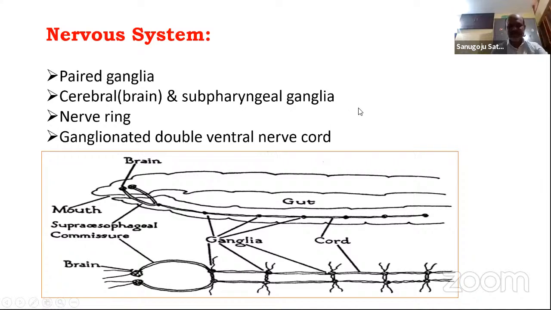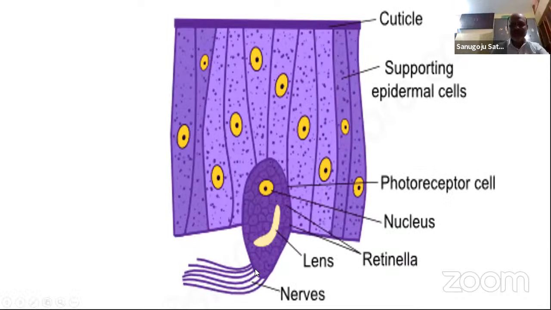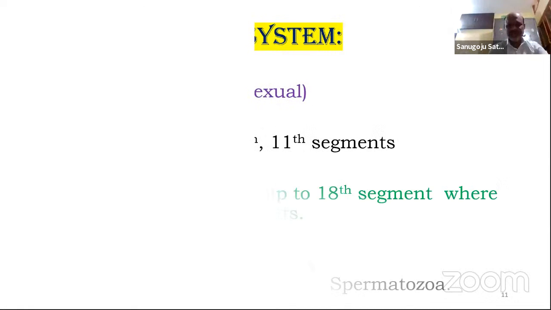Just a little information is given about the nervous system here. Apart from this, some photoreceptors can also be seen here. These also support the nervous system. Many nerves are there, attaching to the integumentary or cuticular parts and the epidermal parts. They act as the sense organs. So the photoreceptors are connected with the nervous system and act as the sense organs for this Pheretima.